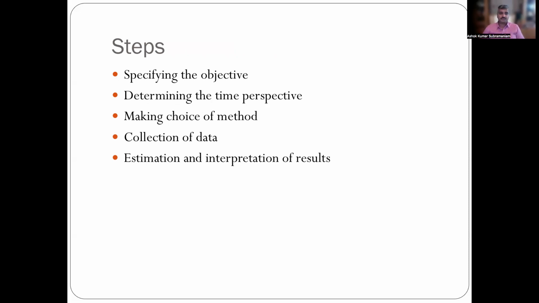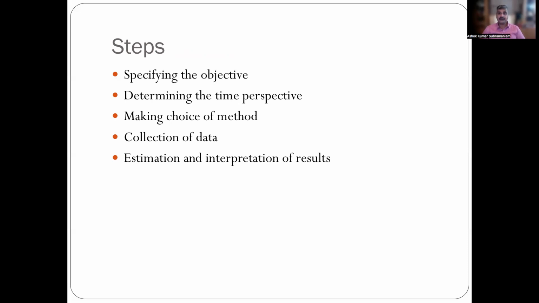So there are generally 5 common steps, which are used universally. First one, specifying the objective. Specifying the objective in the sense, which product you are going to demand forecast for. So you might have n number of products in your organization. You might be having product 1, 2, 3, 4, 5, 6. So specifically, you have to mention which product you're demand forecasting for. So it may be product 1, it may be product 5, etc. You have to clearly specify which product you are demand forecasting for.